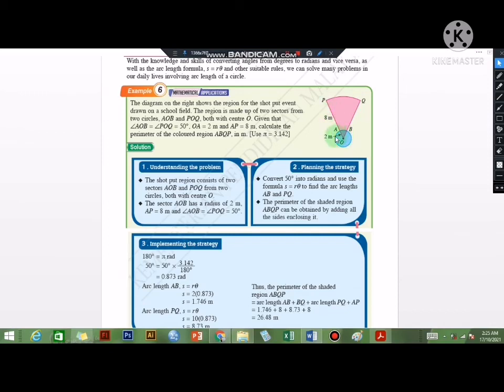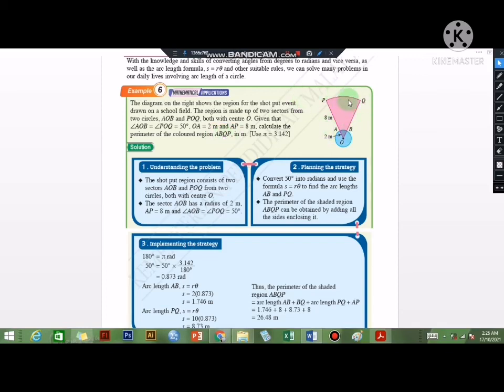OA is equal to 2 meter. So OA is the value of the radius for this small circle here, which is 2 meter. And AP is 8 meter. So if AP is 8 meter, the radius for POQ is 8 plus 2, which is 10. Calculate the perimeter of the colored region ABQP.